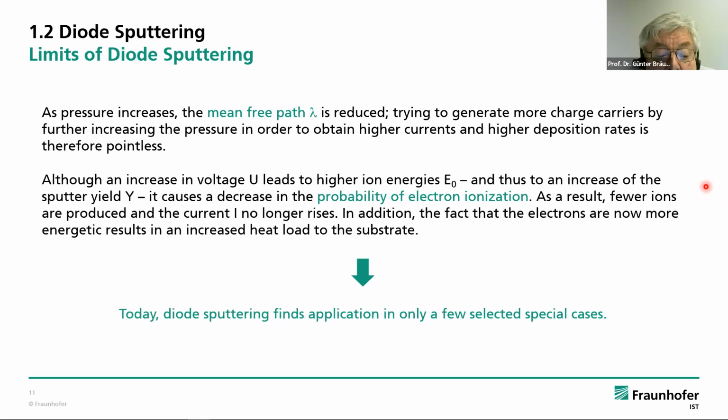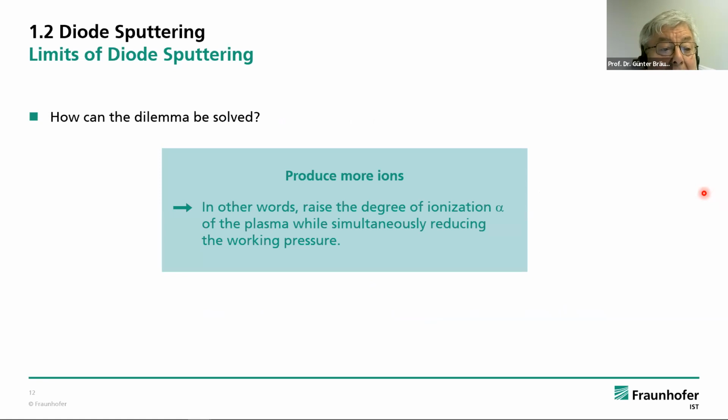As I said, diode sputtering found more or less its end in the mid of the 70s. And the problem at that time was, how can the dilemma be solved? And of course, the answer is you have to produce more ions, but not by increasing the pressure.